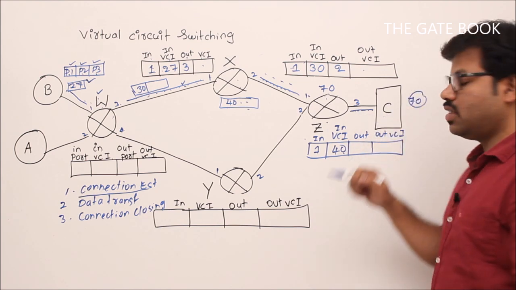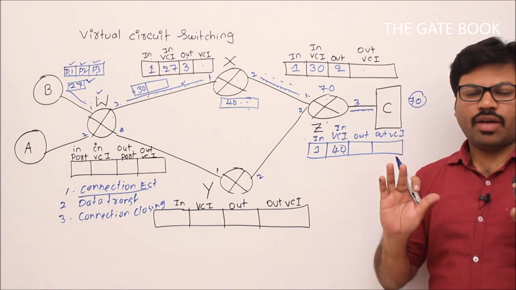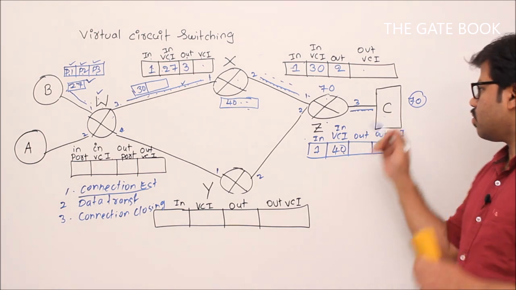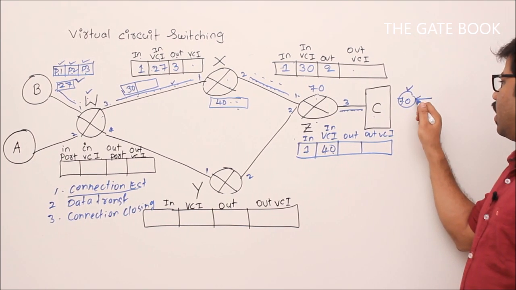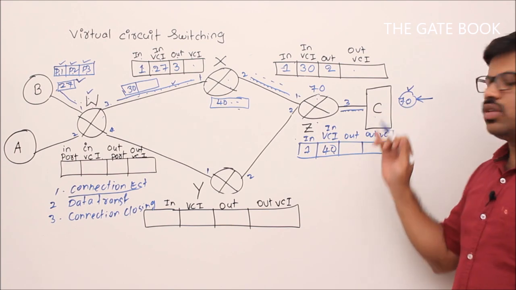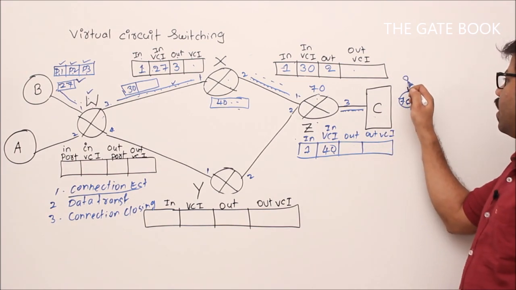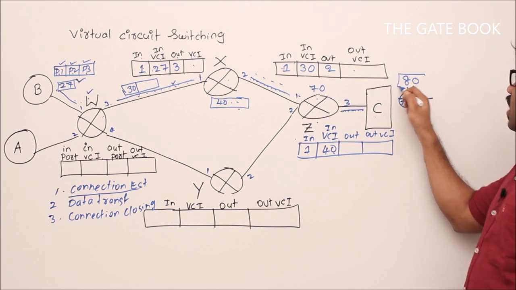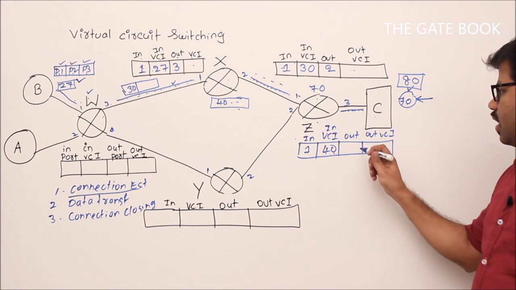Now it is C's turn. C is going to decide everything. Whenever C says yes, I am ready to take the connection, C is going to remember it. That means the incoming connection is 70. We don't worry about C's data structure. C will receive 70, and now C is going to generate its connection number, 80. C says yes, I agree, my connection number is 80.